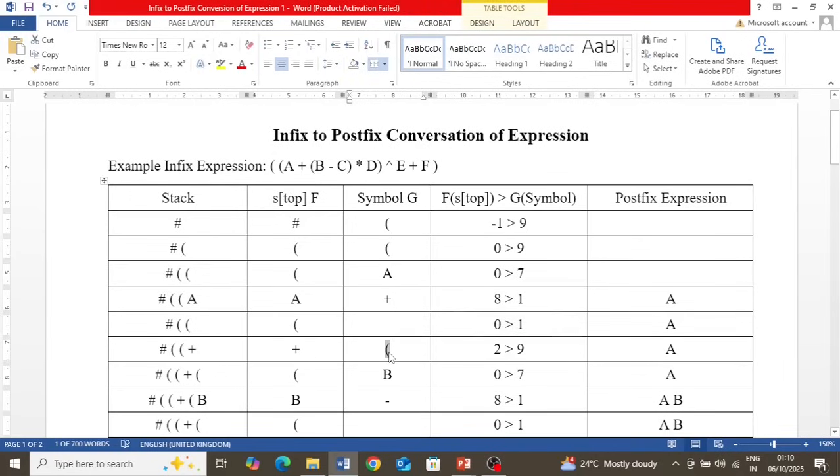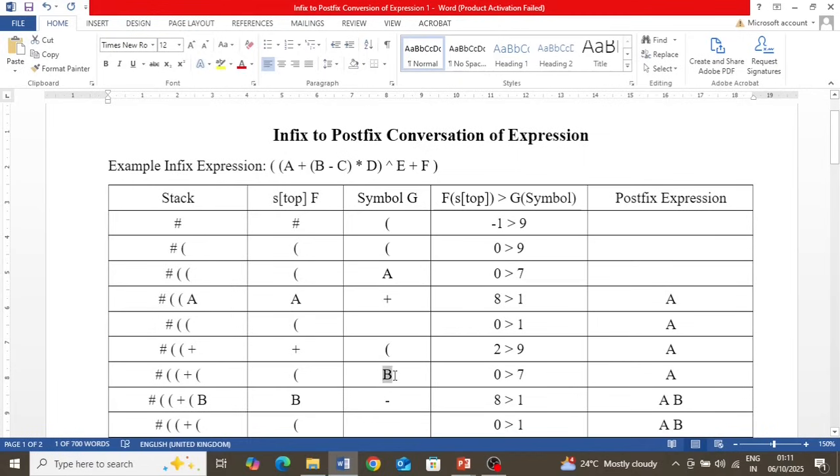Compare between the plus and opening parenthesis. Plus value is 2 in the function f, whereas opening parenthesis value is 9. Is 2 greater than 9? No. We have to apply what? Second step. So push opening parenthesis in the stack body. So my stack contents will be what? This one. So the top of the stack is what? Opening parenthesis, and the next symbol that is scanned is b. We are going to write it here.